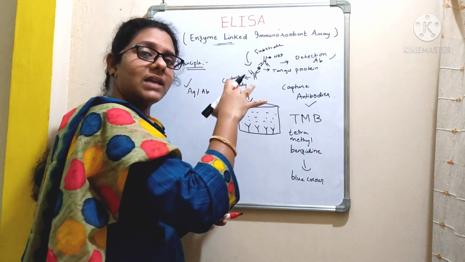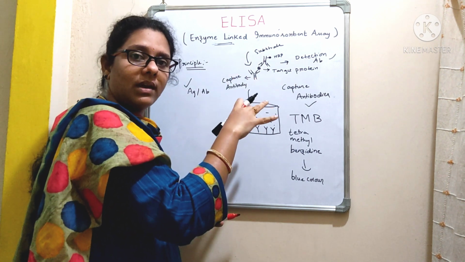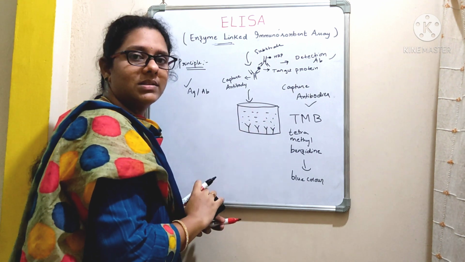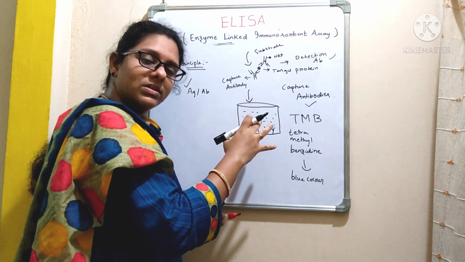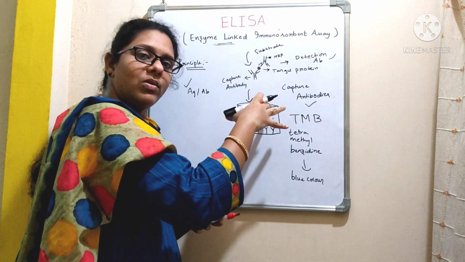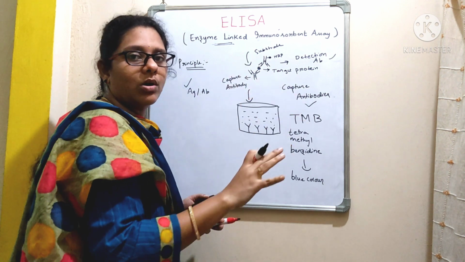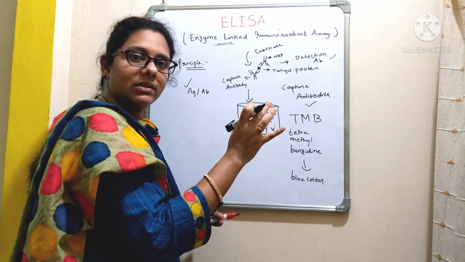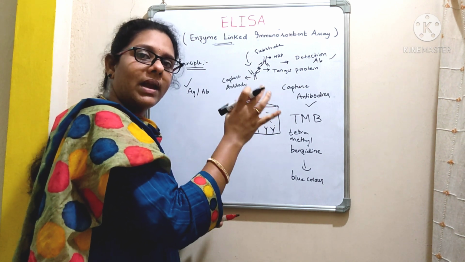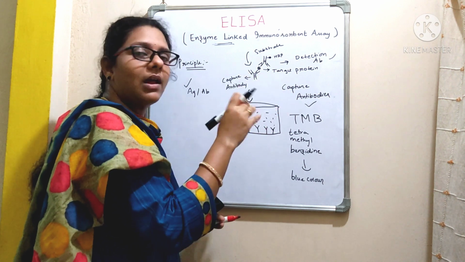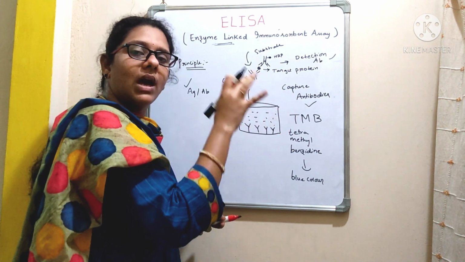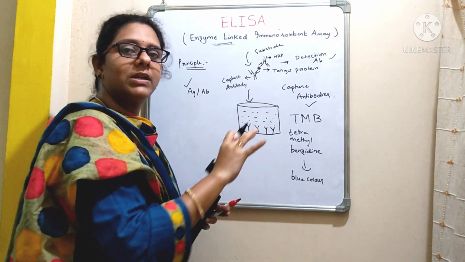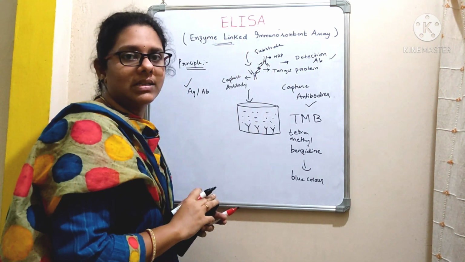Though you are using the secondary antibodies conjugated with the enzyme, during the process you are going to wash the wells. During that washing process, the unbound antigens and antibodies will be washed off. Only those which interacted with each other, only those which form an antigen antibody complex, will be left in the well, and the rest of the unbound antigens and antibodies will be washed off. This is the principle behind this technique of ELISA.